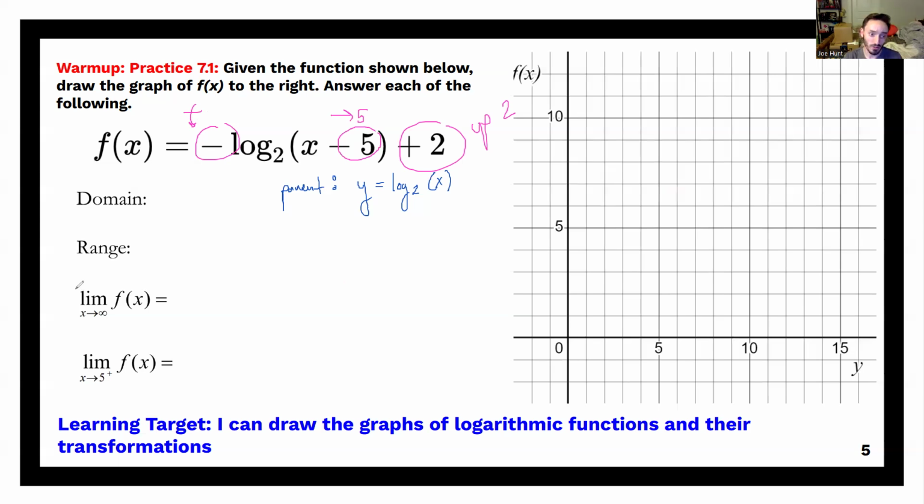Now, the question still remains, how on earth are we supposed to get the coordinates for something like the log base 2 of x, right? Once we have some coordinates, we'll be able to graph this thing, but it's kind of tricky to think about what the right coordinates will be.